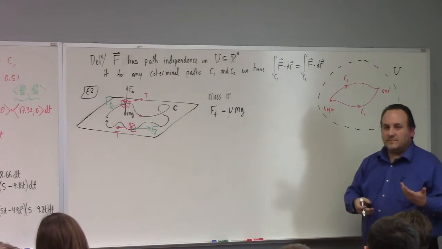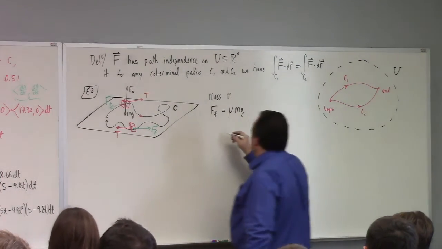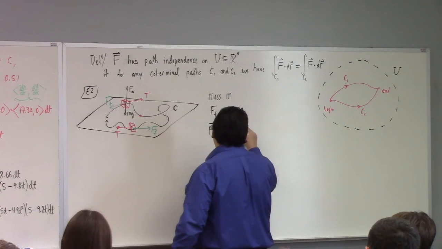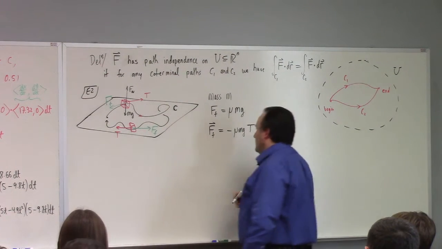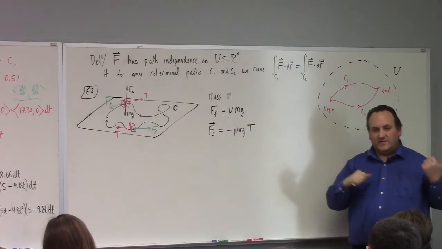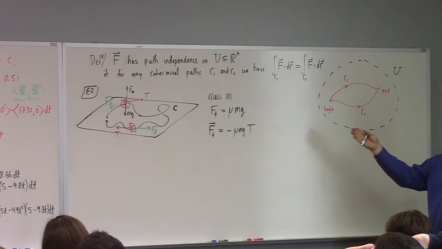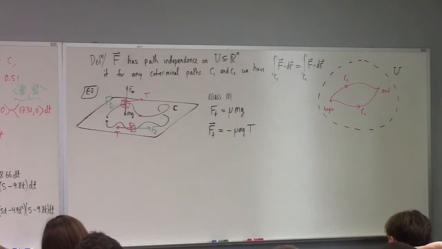What's the direction? A formula for it is this: the force of friction as a vector is minus mu mg times the unit tangent, because it always points opposite the tangential direction. So that's straight up a formula for it, because it's a unit tangent, so that's the magnitude times its direction. What's the work done by this friction force over the path?